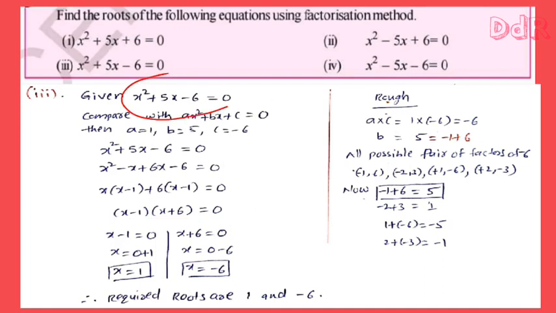And finally the given quadratic equation is expressed as a product of two polynomials. So to find the x values, x minus 1 equals to 0, x plus 6 equals to 0, then x equals to 1 and here x equals to minus 6. So therefore required roots are 1 and minus 6.